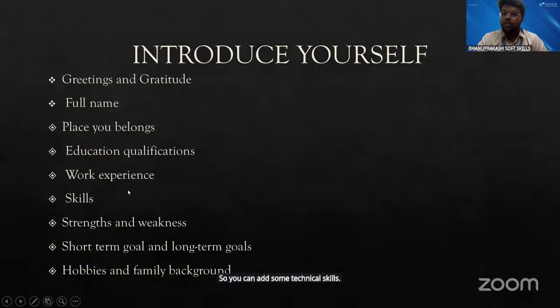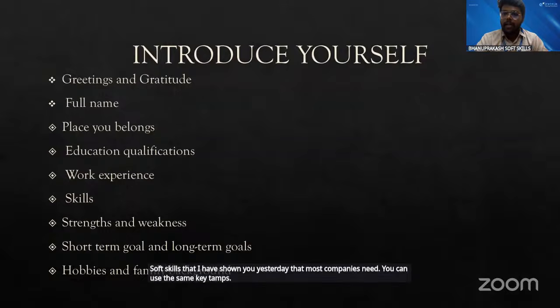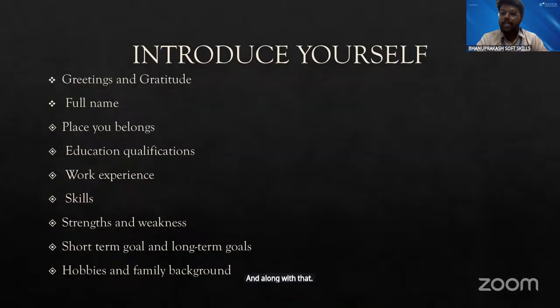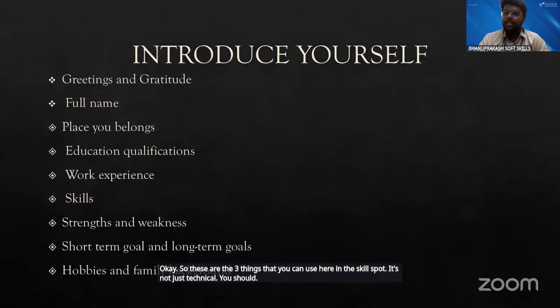Along with that, you should also add 2 or 3 soft skills like communication, adaptability. Likewise, the soft skills that I have shown you yesterday that most companies need, you can use the same key terms. And along with that, you should also mention the tools and technologies, things like languages. So you can mention that as well. Okay. So these are the 3 things that you can use here in the skills part. It's not just technical. You should also add these tools, technologies, as well as soft skills.